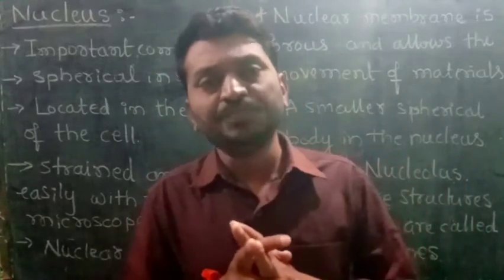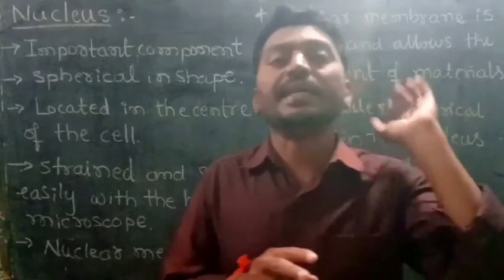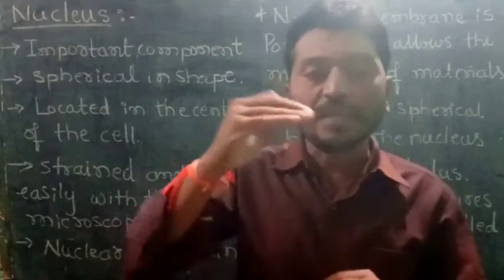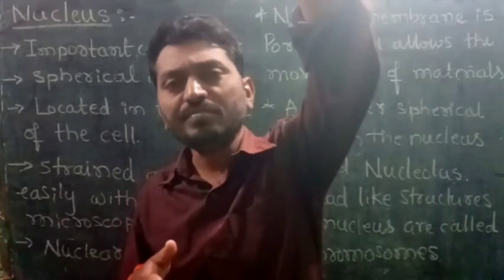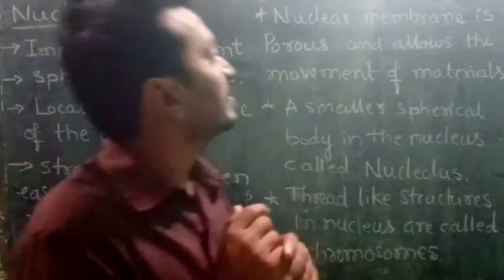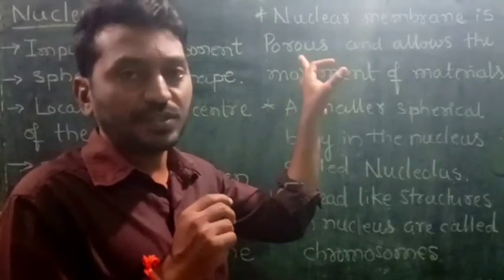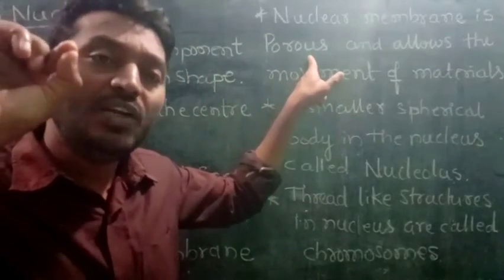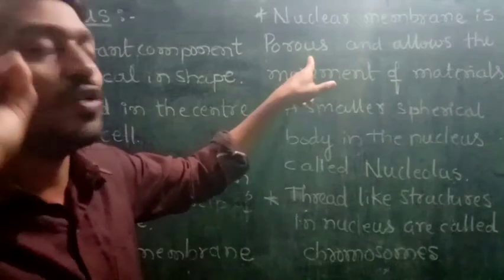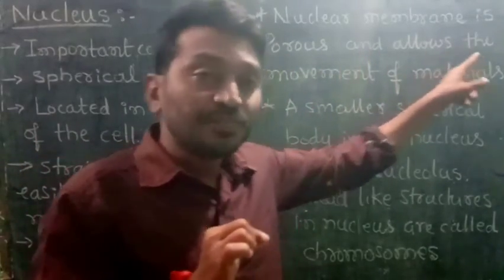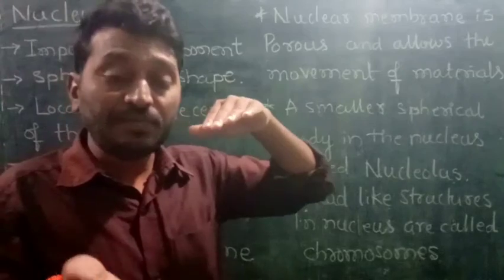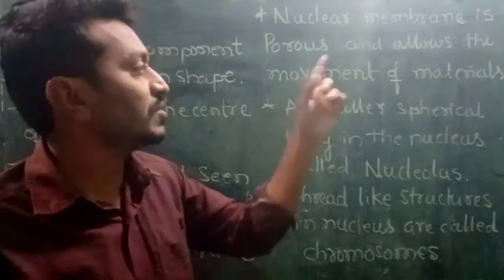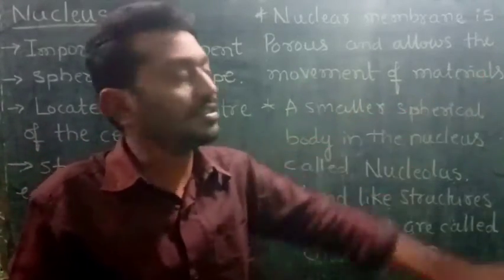What is the nuclear membrane? The membrane is present around the nucleus. This membrane separates the nucleus from the cytoplasm, the center part of a cell. The nuclear membrane is porous, meaning it has tiny holes. It allows the movement of some materials from the nucleus to the cytoplasm or from the cytoplasm to the nucleus. That is called movement of the materials, right, my students?